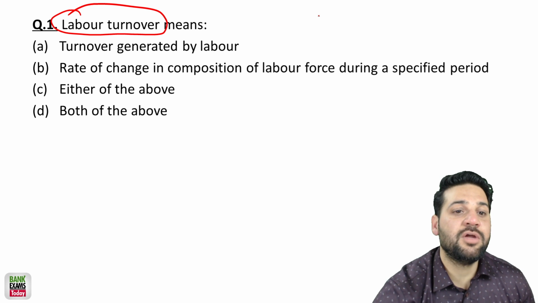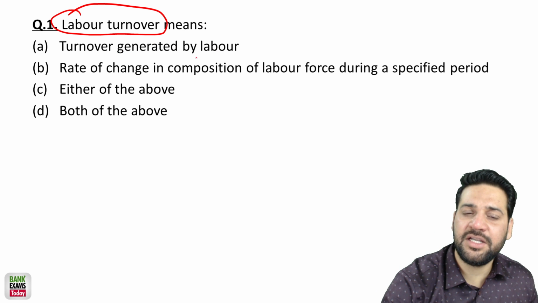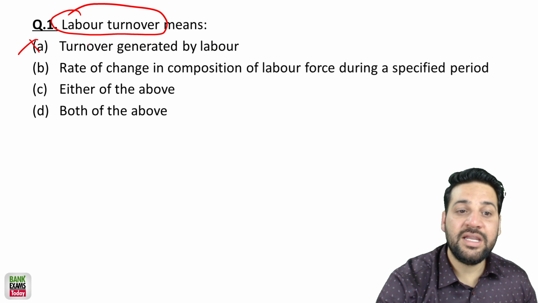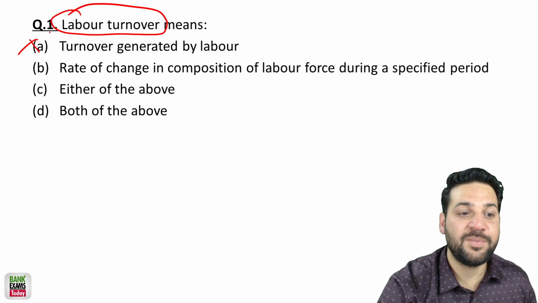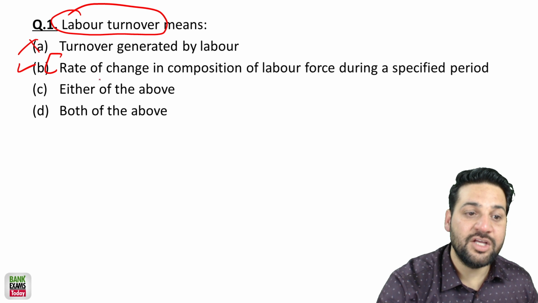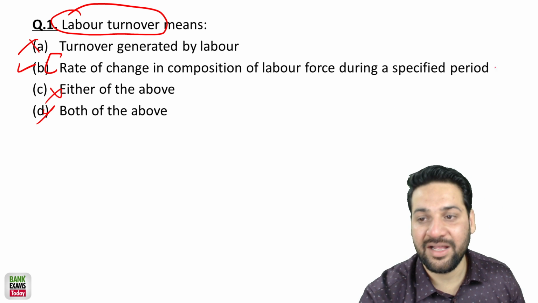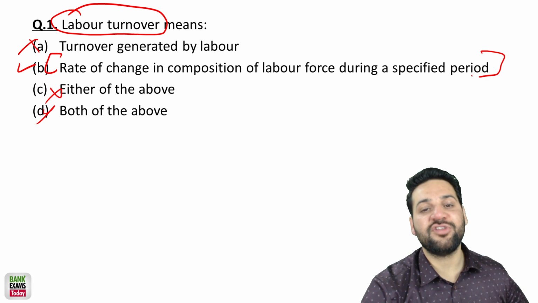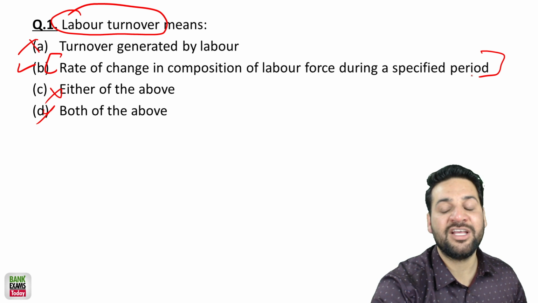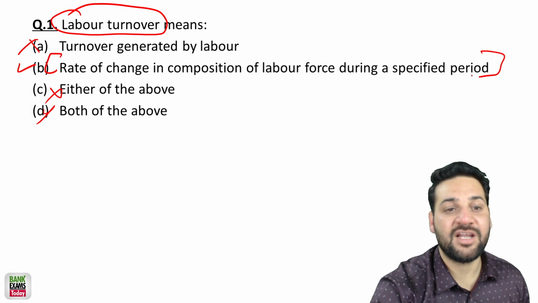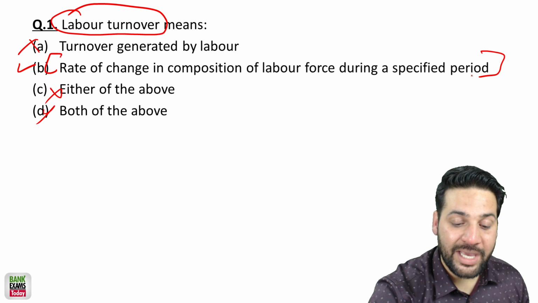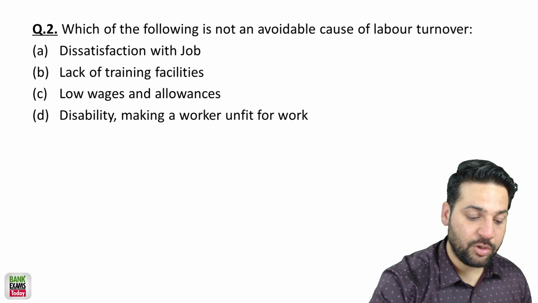So labor turnover ratio, is it the turnover generated by the labor? Which is wrong. Rate of change in the composition of the labor force during a specific period. This is right. Okay, so B is the correct answer. The change in the composition of the labor force during a specific period, that is what labor turnover means. There are proper formulas to calculate the labor turnover. That's what I'm going to teach today.